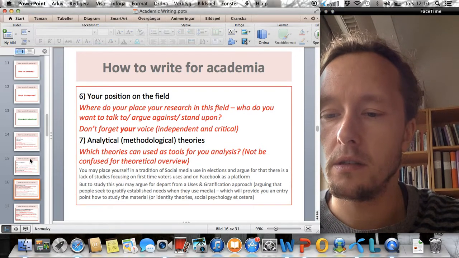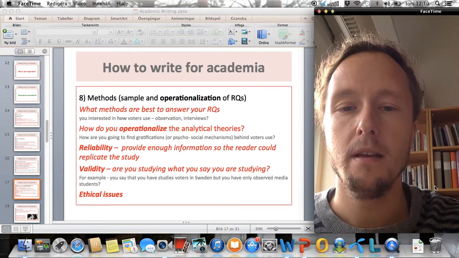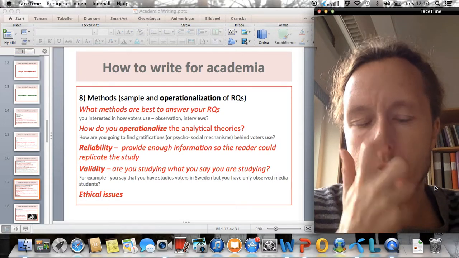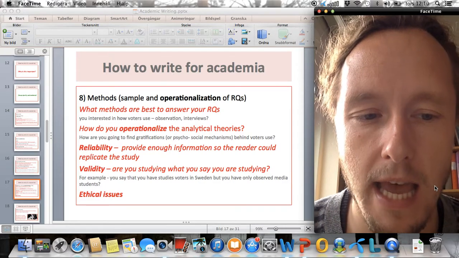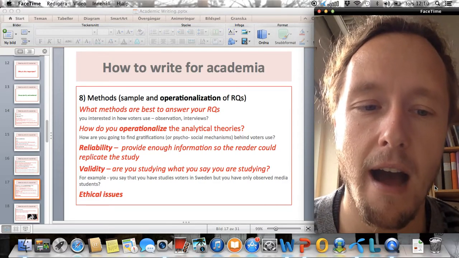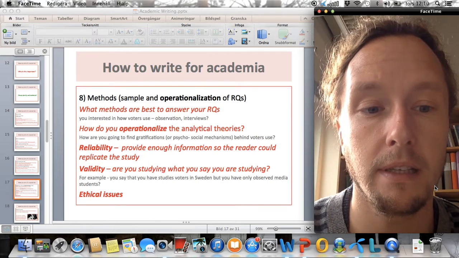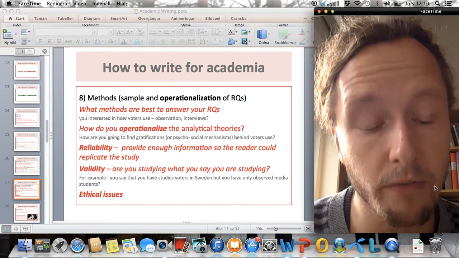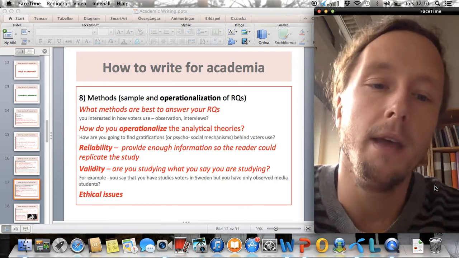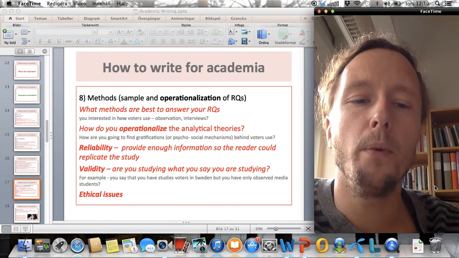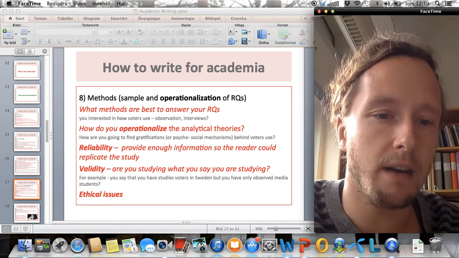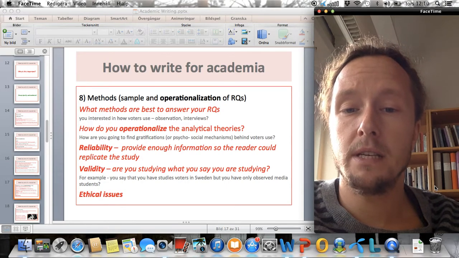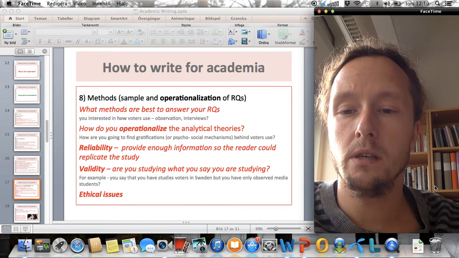Okay, so let's go to the next slide. And then the next section is about methods, sample and operationalization. I've been highlighting this here, putting it in bold, because students before you have forgotten how to operationalize their research question and their analytical framework. So you have to argue for what methods are best to answer your research question.